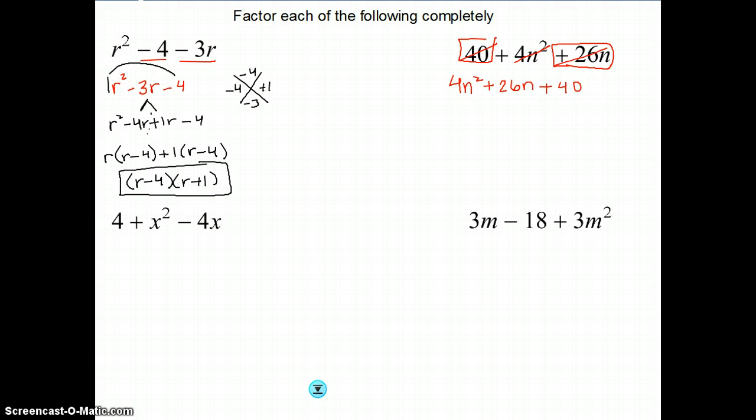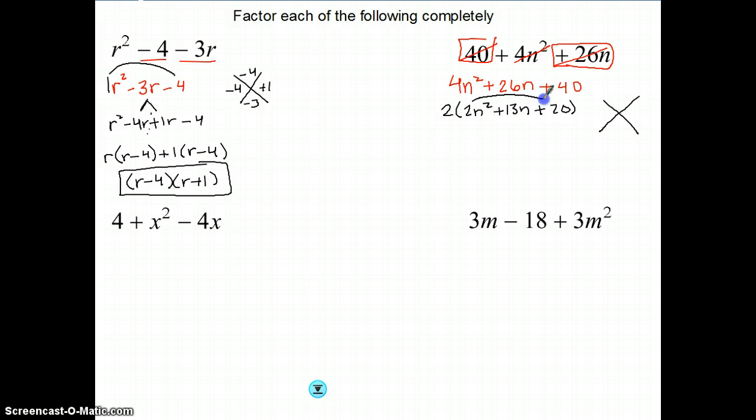From here, I proceed to factor. I take out my greatest common factor if possible. Here I see a common factor of 2. When I factor that out, I'm left with 2n squared plus 13n plus 20. And I use my diamond to rewrite this trinomial as 4 terms.